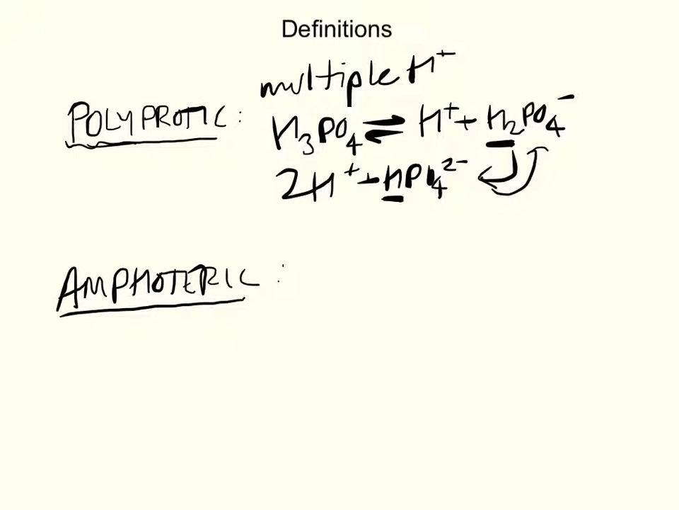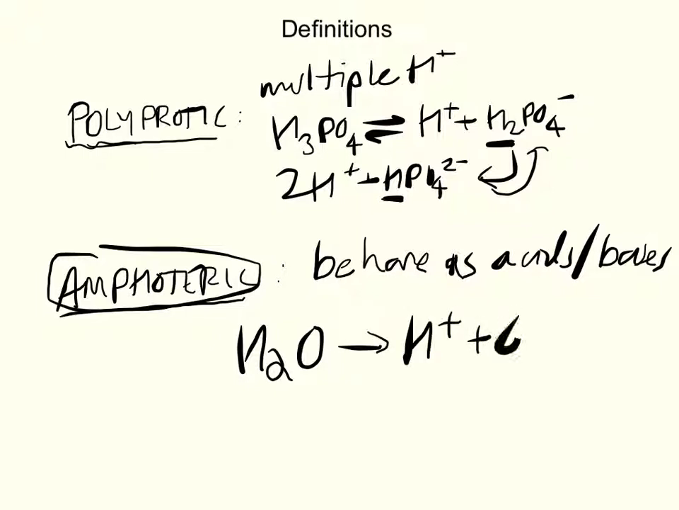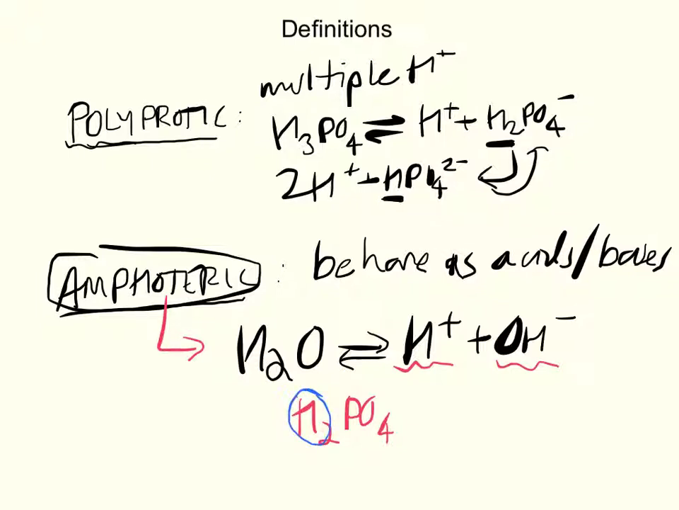The last one is an amphoteric molecule. What is an amphoteric molecule? Amphoteric molecules can behave in two different ways, as acids or bases. The best example is H2O. H2O can dissociate to form H plus or OH minus. It can form both ions, so we would say it is amphoteric. An example from before would be H2PO4 minus. It could either lose a hydrogen and act as an acid, or it could gain a hydrogen to become H3PO4. It can go both ways. It is an amphoteric molecule.